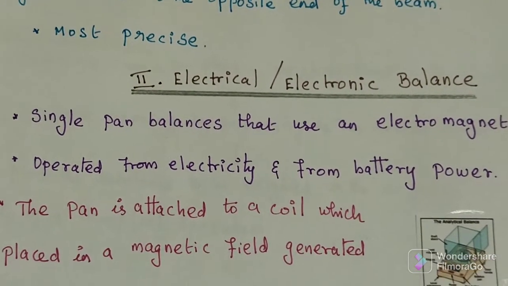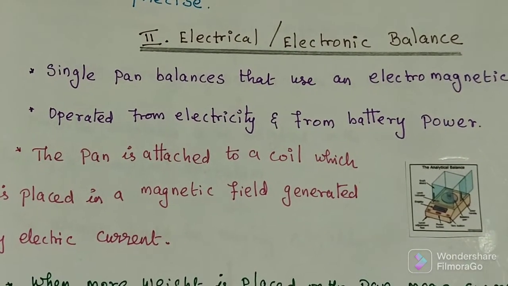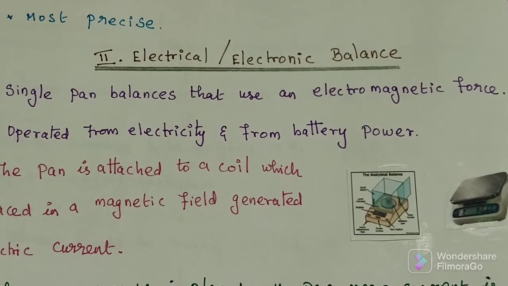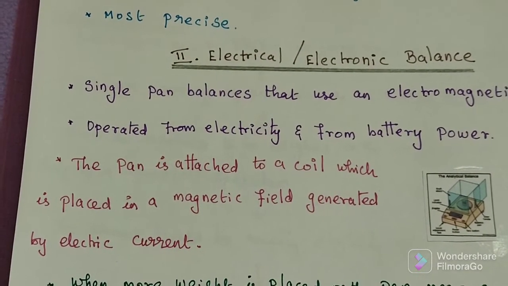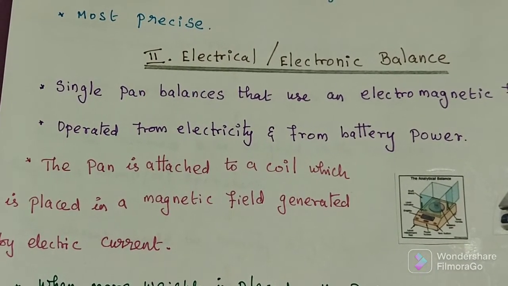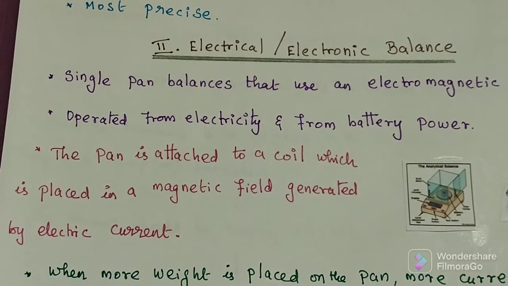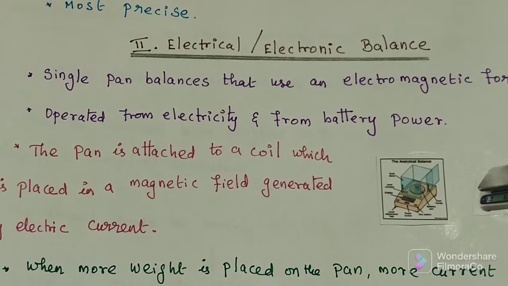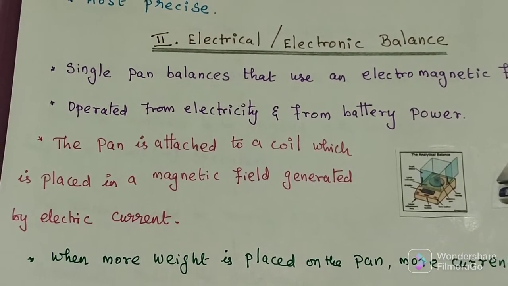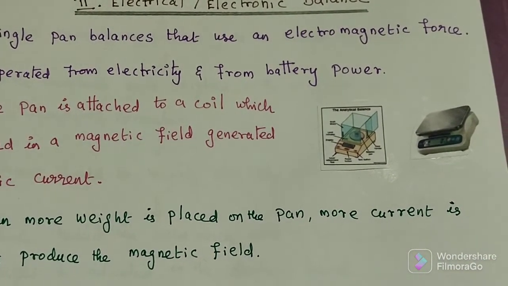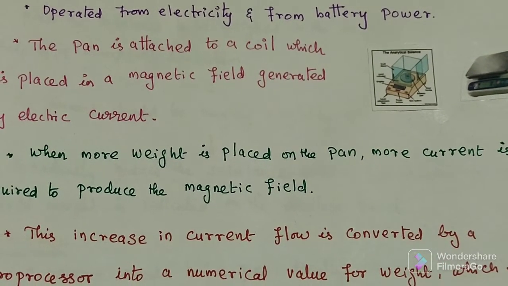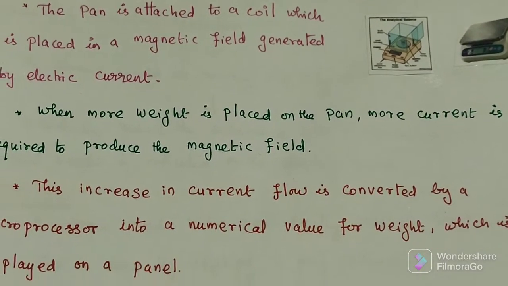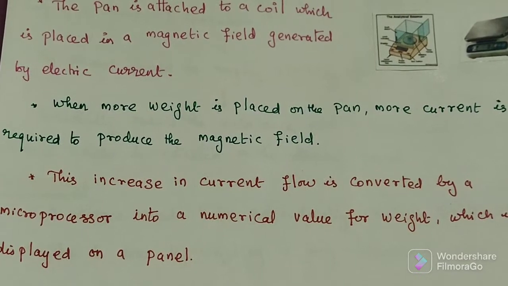Second, electrical and electronic balance. Most single pan balances use an electromagnetic force instead of weights, and they are operated from electricity or connected to battery power. The pan is attached to a coil which is placed in a magnetic field generated by electric current. As more weight is placed on the pan, more current is required to produce the magnetic field. This increase in current flow is converted by a microprocessor into a numerical value for weight, which is displayed on the panel.